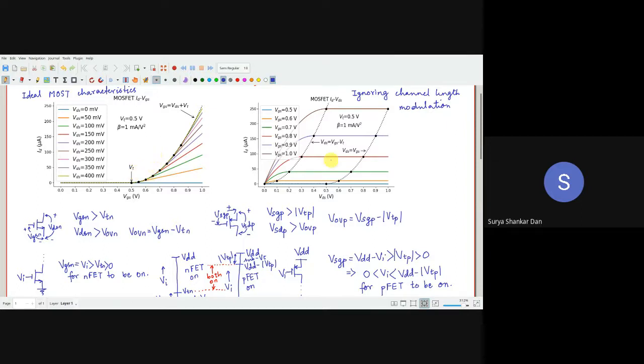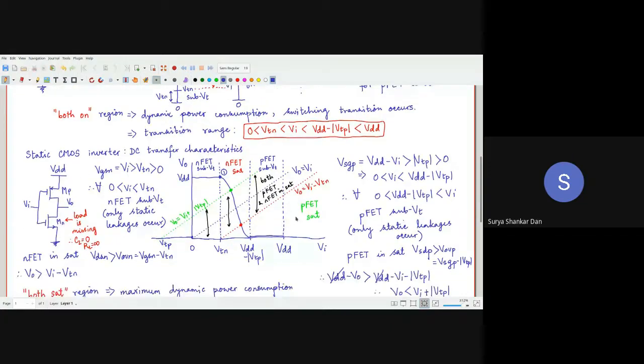That is the parabolic relation as I have shown here, and I have explained earlier. So NFET is in saturation, but there will be a part where both of them are in saturation. But beyond this red line, what will happen? It will be in linear. So this is point number one. This is point number two. In point number two, NFET and PFET both remain in saturation. This is very important.